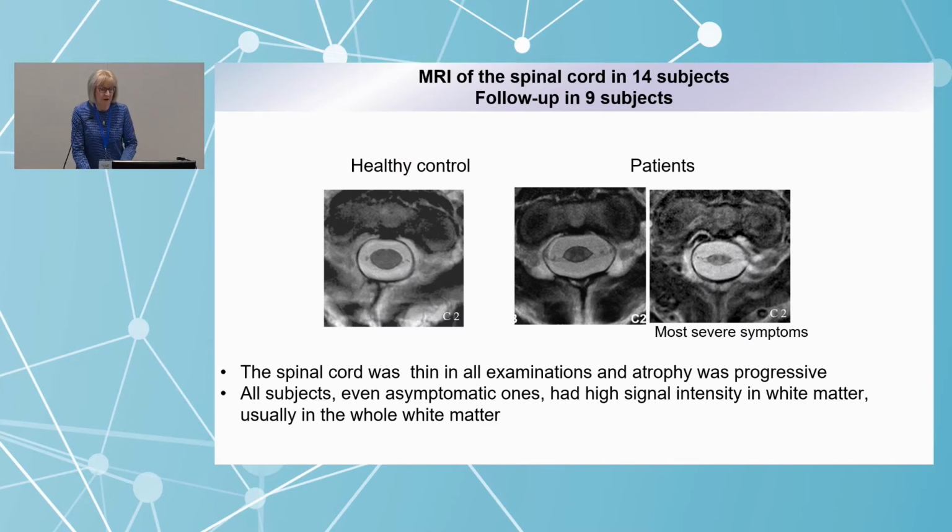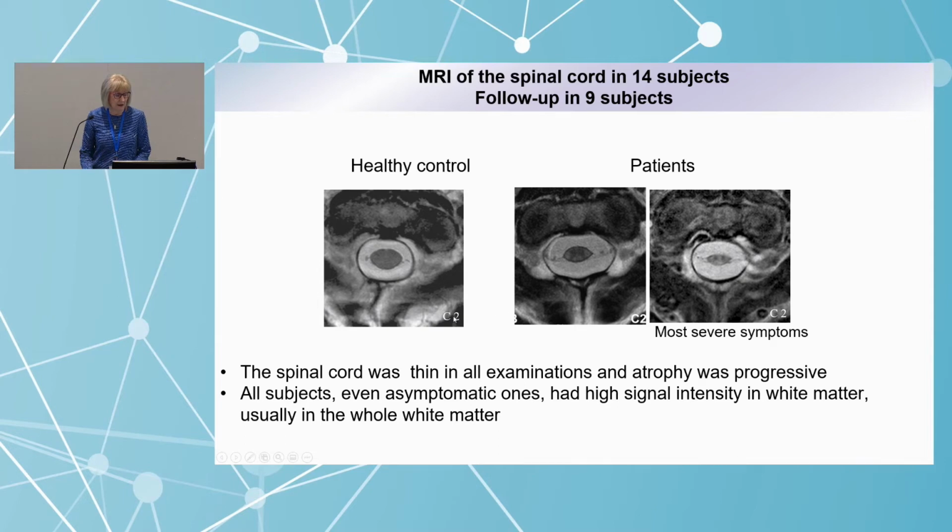We also examined the spinal cords in 14 subjects. In 9 of them, we had a follow-up from 2 to 10 years. In the image on the left, you can see a transverse slice at C2 level from a healthy control, and these 2 images are from the patients. If you look at the spinal cord, it is much thinner in patients, and in follow-up studies, we can see that atrophy was progressive.